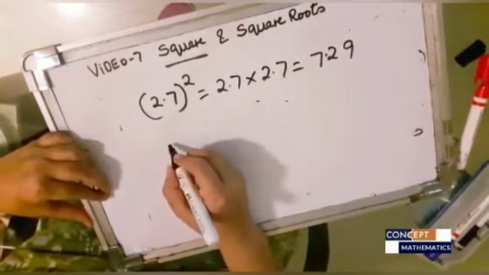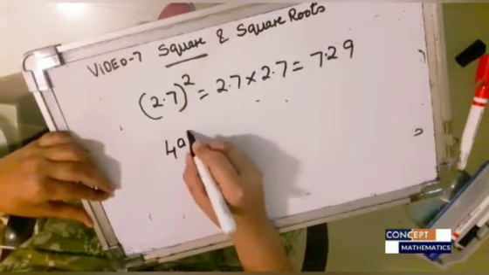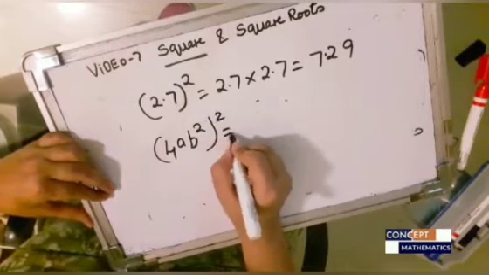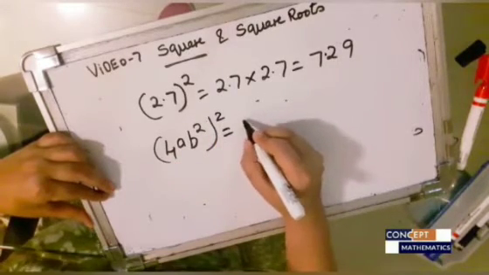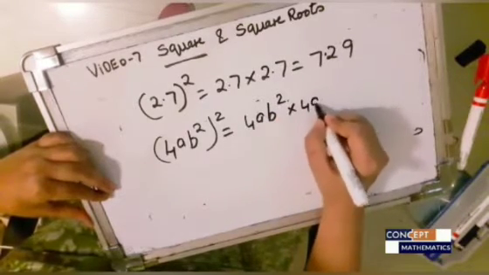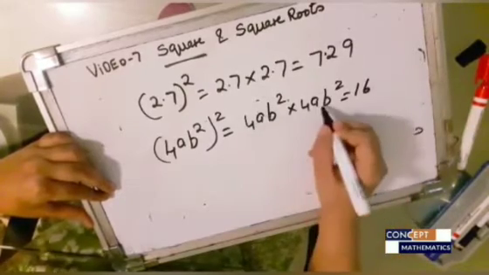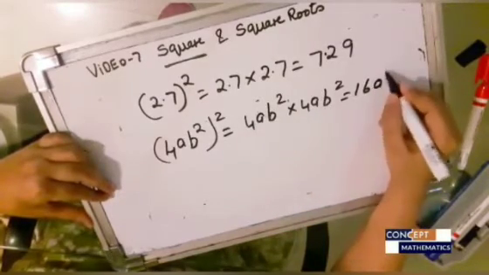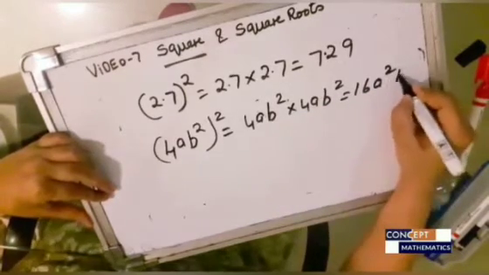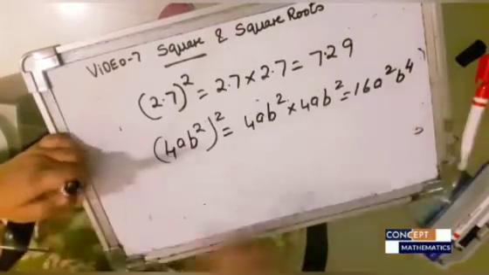Similarly, we can find the square of an algebraic term, that is, 4ab square raised to the power 2. So here 4ab square into 4ab square will give you 16. A and A, two A's, so it becomes a square, b square, 2 plus 2 will become what? b raised to the power 4. Hope you have understood what squares are.